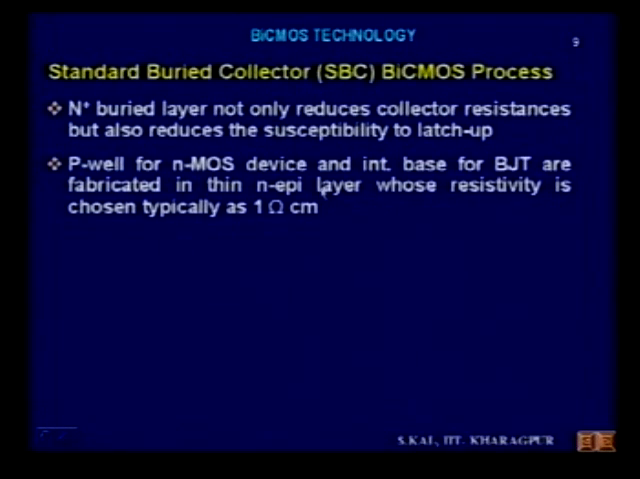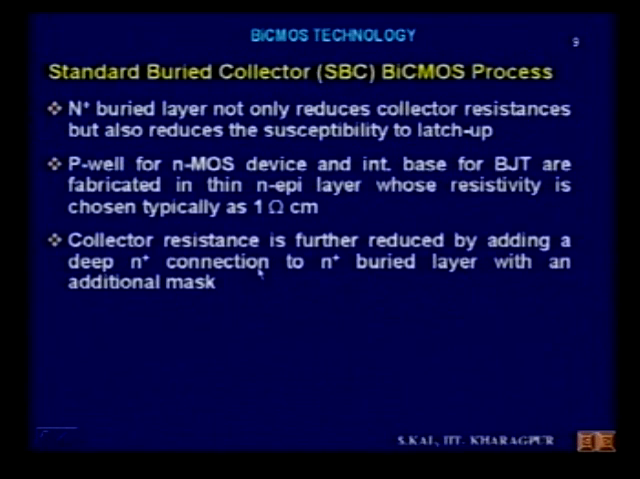POL for NMOS device and intrinsic base for BJT are fabricated in thin epi layer whose resistivity is chosen typically as 1 ohm centimeter. Collector resistance is further reduced by adding a deep N plus connection to N plus buried layer with an additional mask. That is a deep collector diffusion. You can use this additional mask, by which you can reduce the collector series resistance drastically.